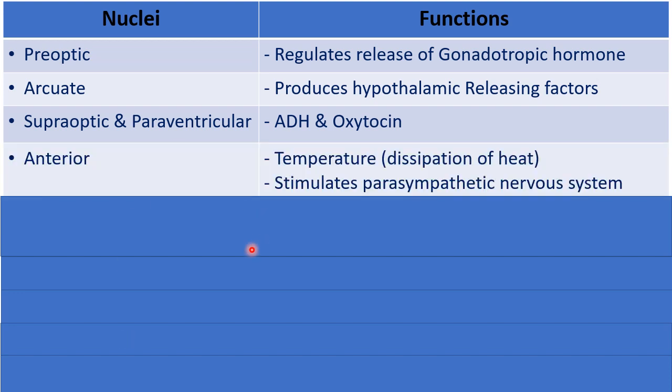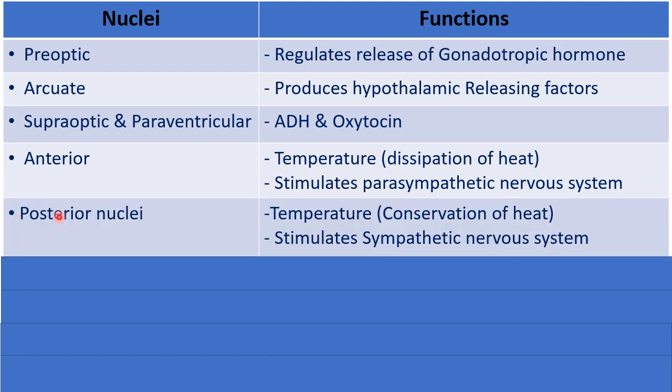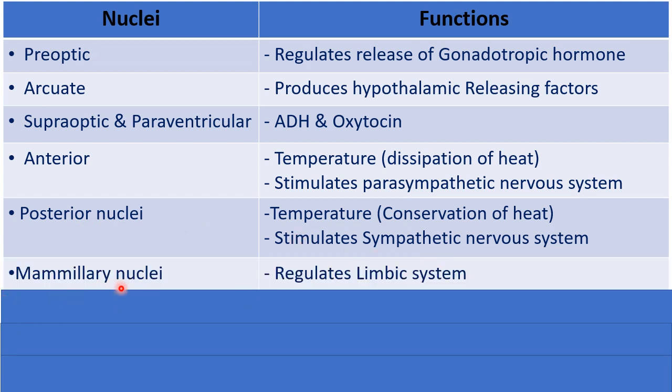Now the anterior nuclei are responsible for temperature, the dissipation of heat, and they stimulate the parasympathetic nervous system. Then the posterior nuclei are responsible for the conservation of heat, and they stimulate the sympathetic nervous system. Remember, anterior stimulates the parasympathetic nervous system; posterior nuclei stimulate the sympathetic nervous system. Then the mammillary nuclei, the most posterior nuclei, regulate the limbic system.